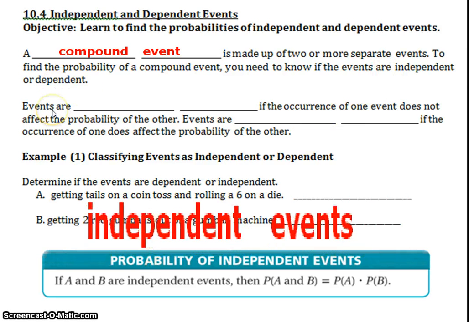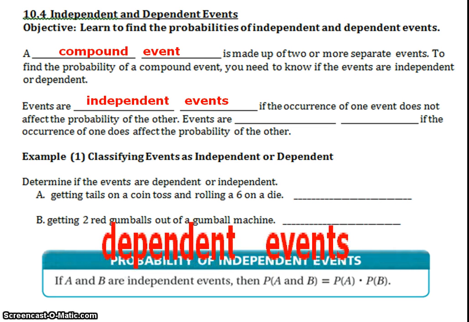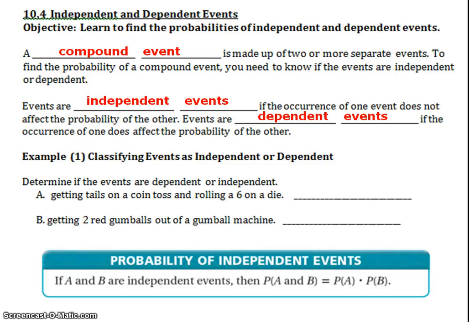Events are independent events if the occurrence of one event does not affect the probability of the other. Events are dependent events if the occurrence of one does affect the probability of the other.